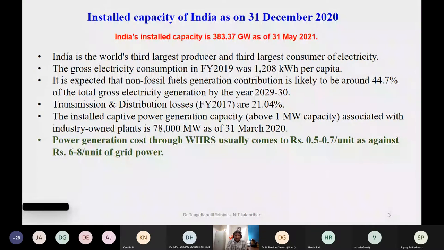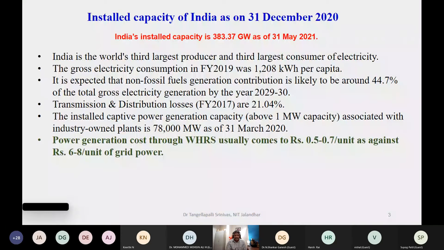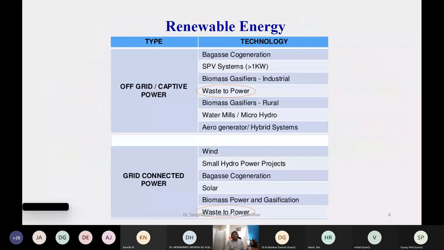So the cost of power generation can be drastically reduced with renewable energy like solar PV systems, whose manufacturing cost has now decreased. And we can still decrease that cost by using waste heat recovery. More chance of business in this sector. And what about renewable energy and this waste heat, waste to power? Can I say waste heat recovery is also a renewable energy or not?